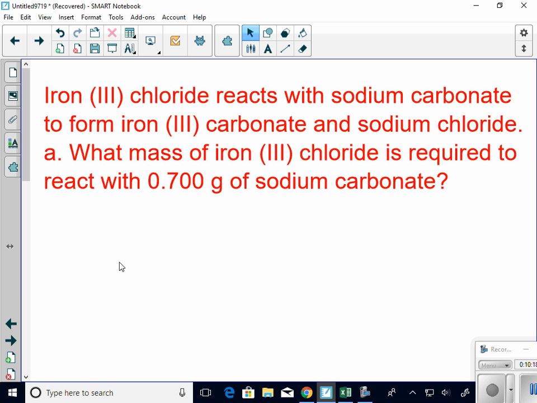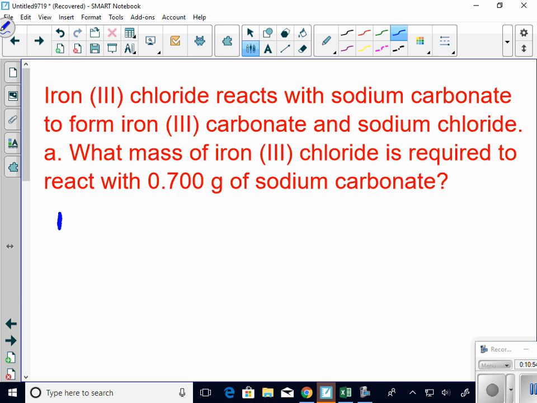Here's the first part of the second one. Go ahead and copy that down, and then we'll work it. Iron 3 chloride reacts with sodium carbonate to form iron 3 carbonate and sodium chloride. I love doing this because it helps reinforce, okay, do we still remember how to write formulas from names? Because right here are 4 of them that you have to figure out. Is it going to affect your final problem if you do it wrong? 100%. We got to be perfect, folks.